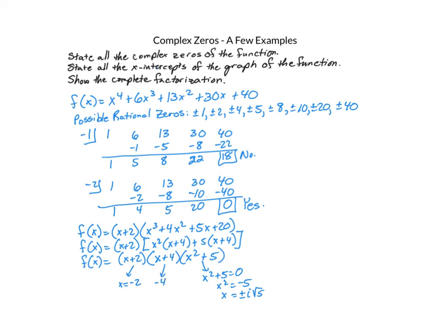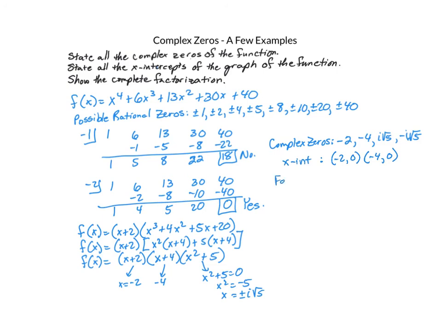Let's write it very clearly. State all the complex zeros. Let's list them. They are -2, -4, i times the square root of 5, and -i times the square root of 5. And notice in this list, 2 are real. They are also rational. And 2 are non-real. That means our x-intercepts would be just (-2, 0) and (-4, 0).